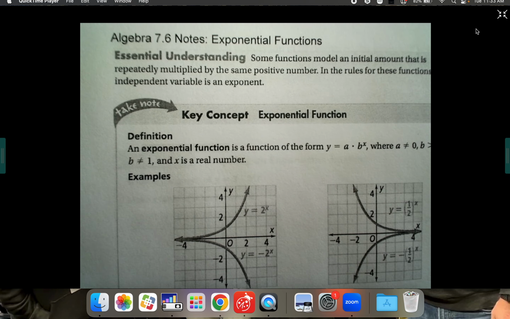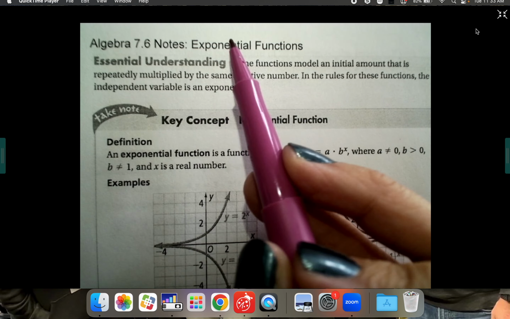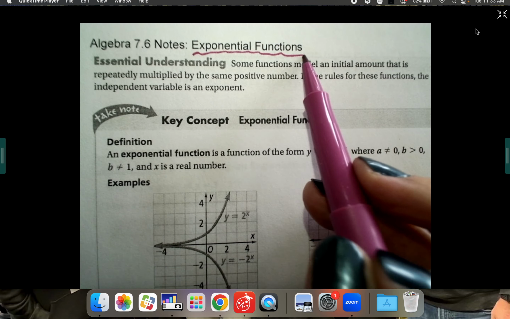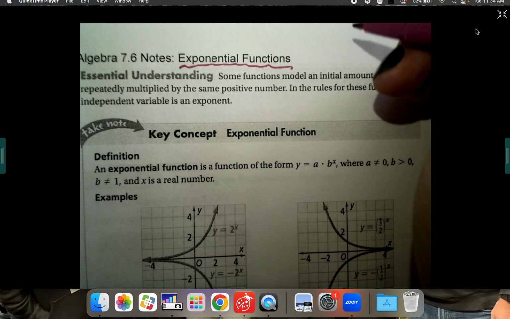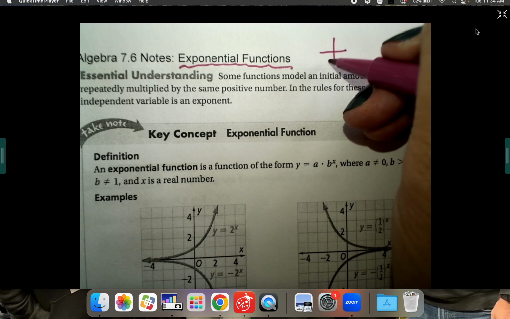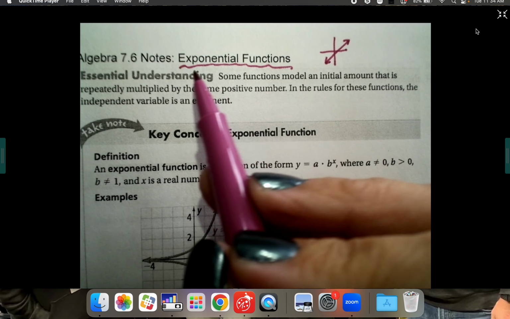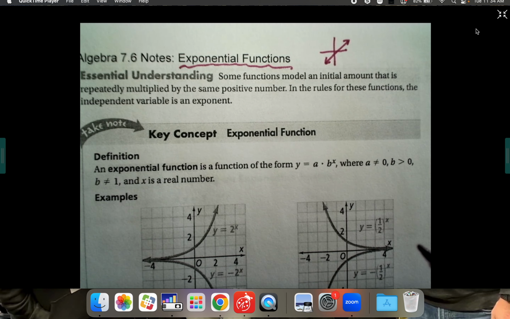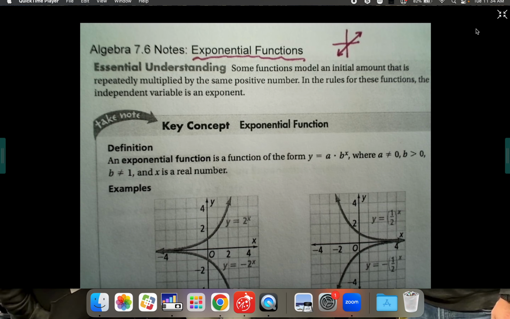Okay, we have learned a lot about different types of functions in algebra. For 7.6, we're learning about exponential functions, and we're going to see specifically what those look like on a graph. Remember, a linear graph is a straight line. So these are not going to be linear. They are exponential, which means they're going to grow super rapidly or they're going to drop off super rapidly.